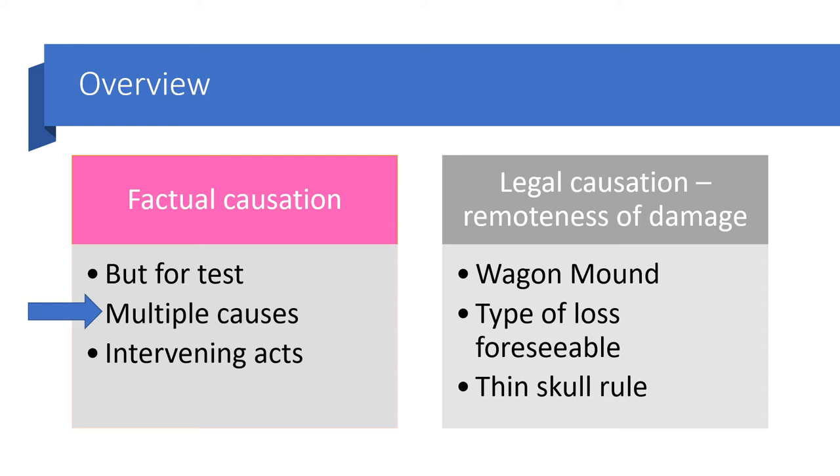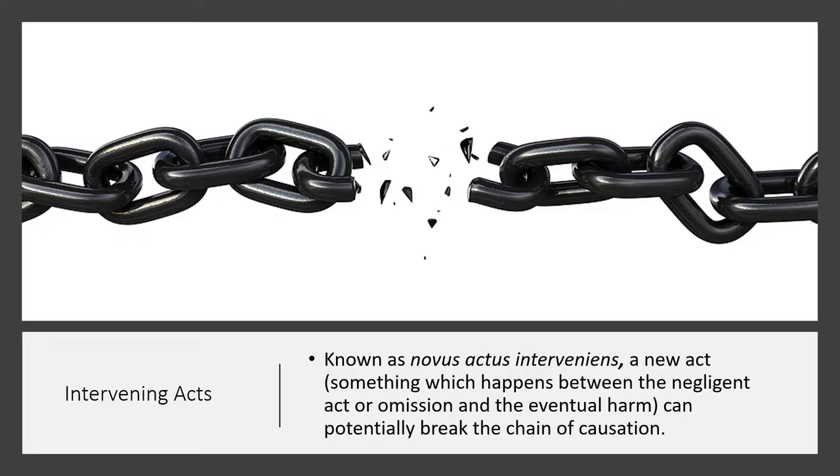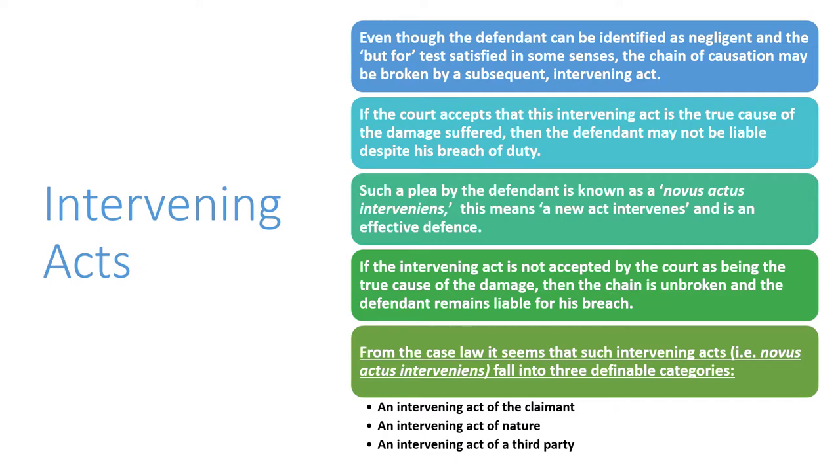Now we're going to consider what happens if something happens in between the defendant's negligent act or omission and the eventual consequence. So that's what we call an intervening act. This is known as novus actus interveniens in Latin. Now it's just a new act, something which happens between the negligent act or omission and the eventual harm, and it can potentially break the chain of causation. This means that the defendant will no longer be liable for the extent of the injuries.